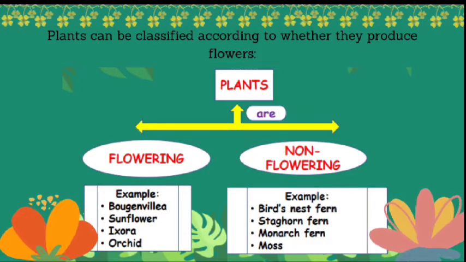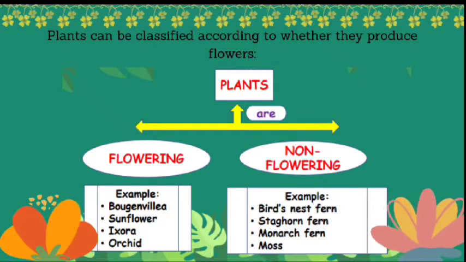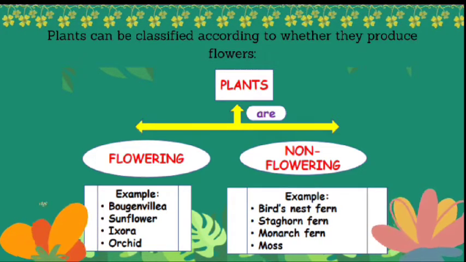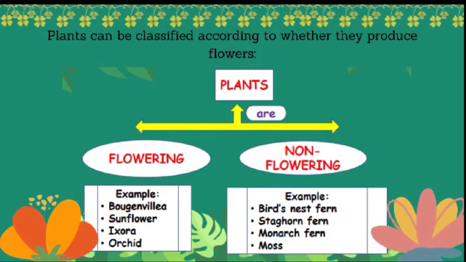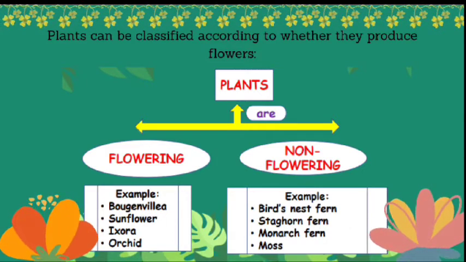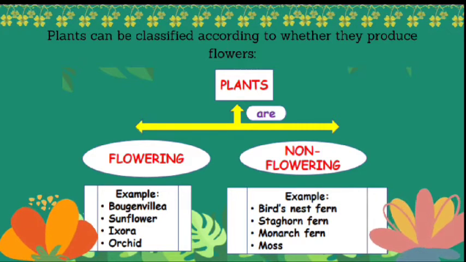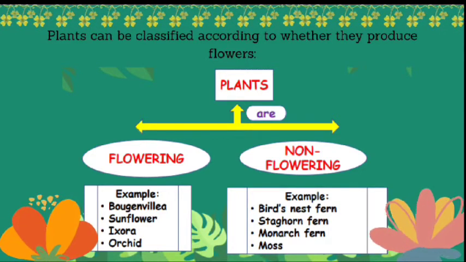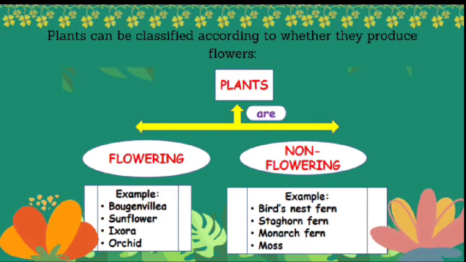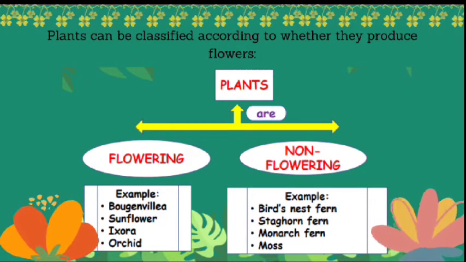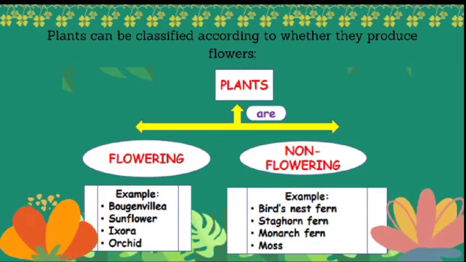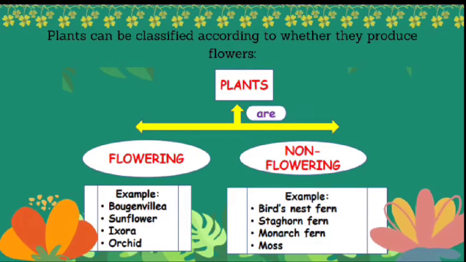Plants can be classified according to whether they produce flowers. Plants are flowering and plants are non-flowering. Plants that are flowering, for example, are bougainvillea, sunflower, ixora, and orchid. And plants that are non-flowering, for example, are bird's nest fern, staghorn fern, monarch fern, and moss.